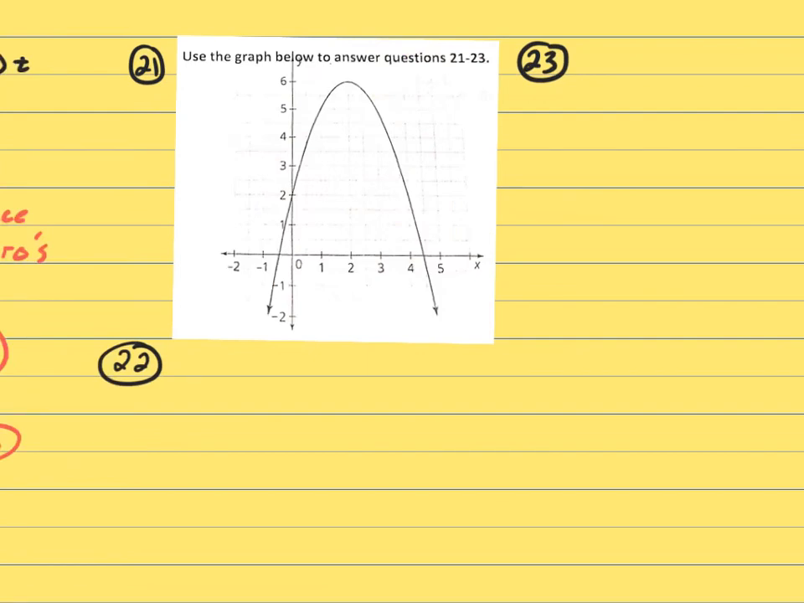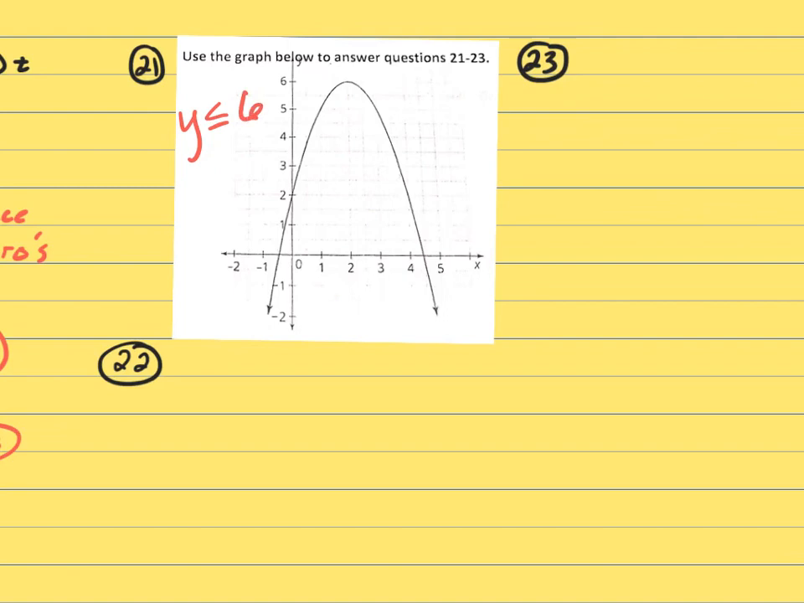Number 21, what is the range of the problem? Now remember, domain is left and right, so domain uses these numbers. Range uses your y-axis, these numbers. So using those numbers, I'm going to try to describe this line. It looks like its maximum height is at 6, and this line is always below 6. So I need to show that it is below, but it equals 6.